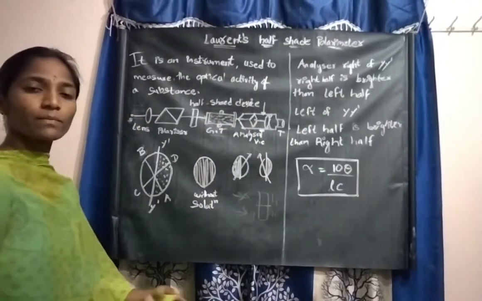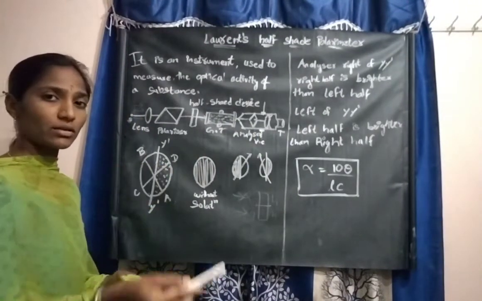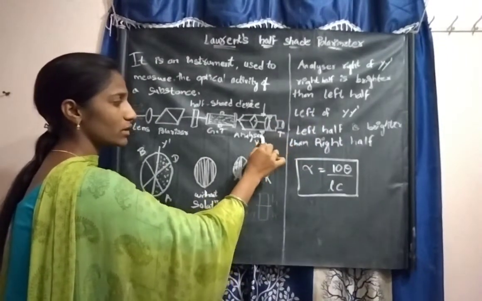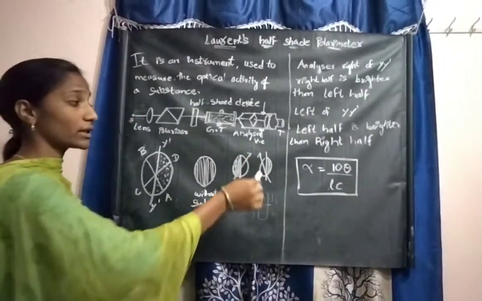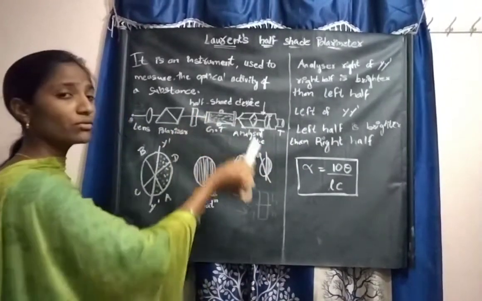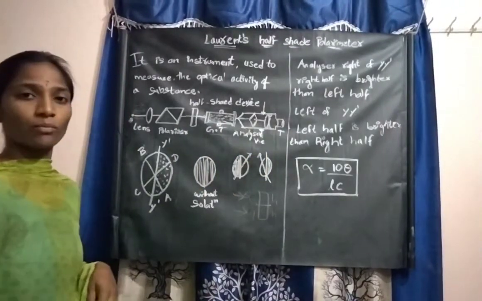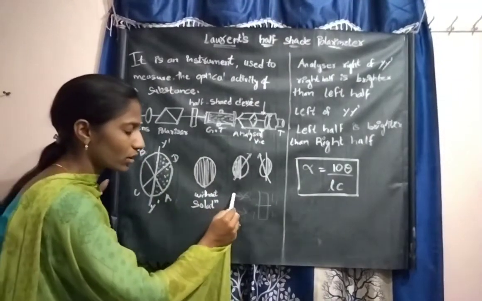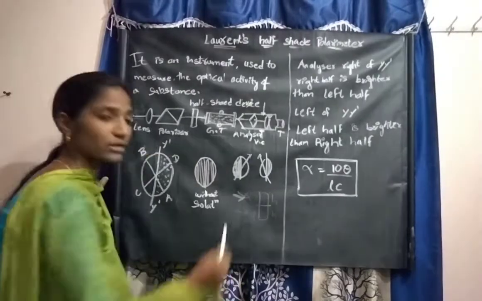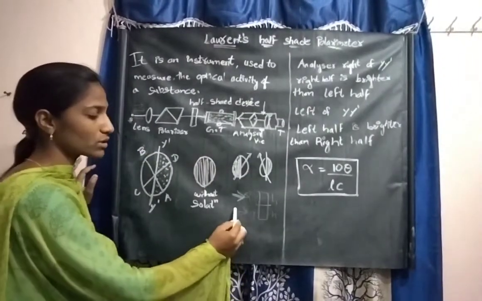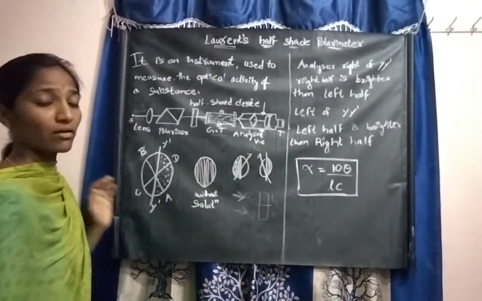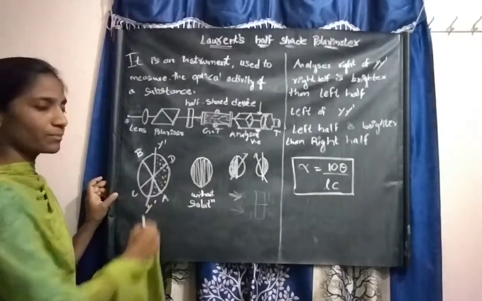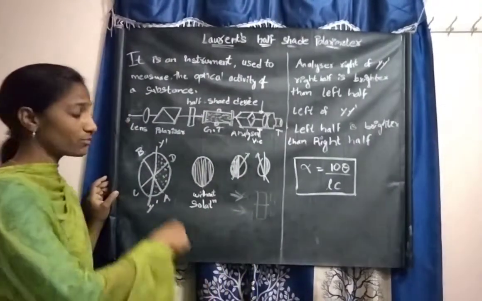What will the analyzer do? It analyzes the plane of vibrations of the plane polarized light. This is noted with the help of the vernier calipers, and the entire thing is viewed with the help of the telescope. How it appears: suppose a plane polarized light passes through the glass half wave plate of the half-shade device. Suppose it follows the path AB.